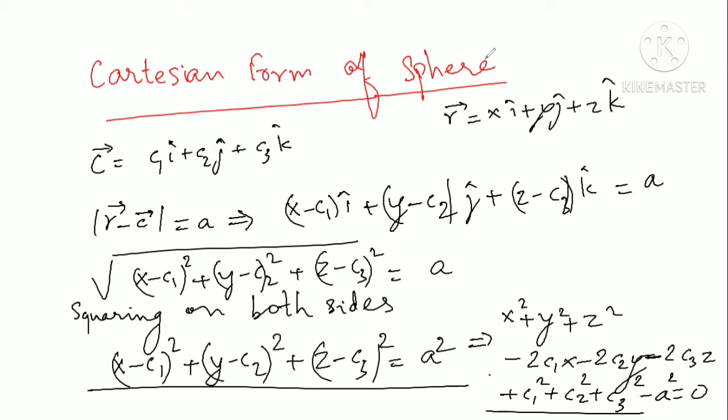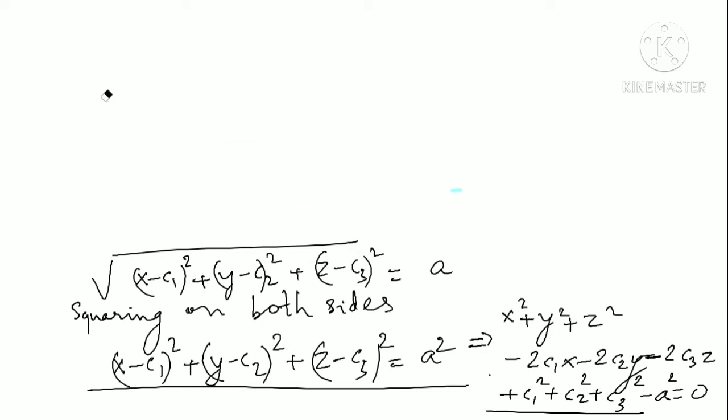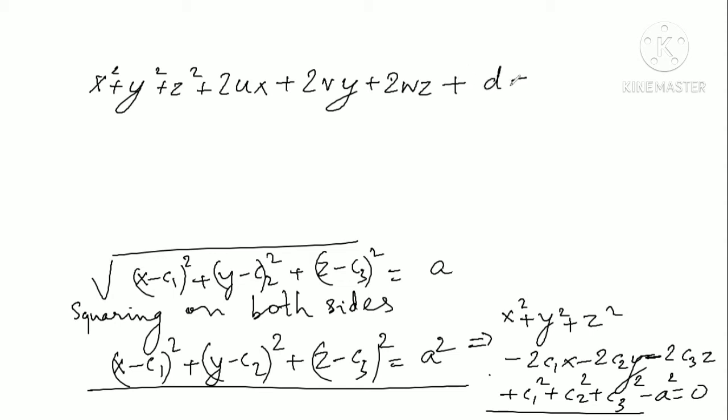Now let me clear some part. If we write the equation of the sphere in this form, x square plus y square plus z square plus 2ux plus 2vy plus 2wz plus d equal to 0, and compare this equation, this is the general form or the Cartesian form of the sphere.